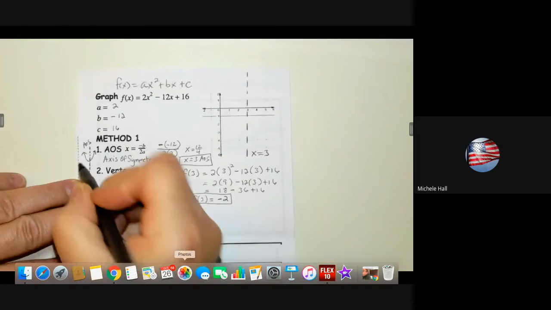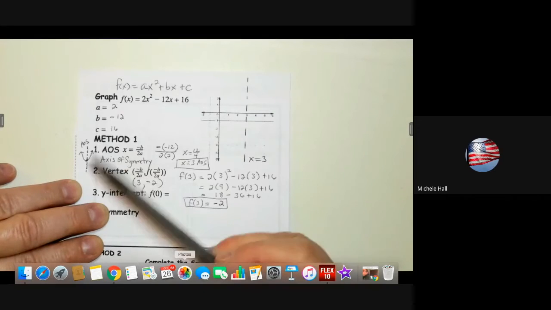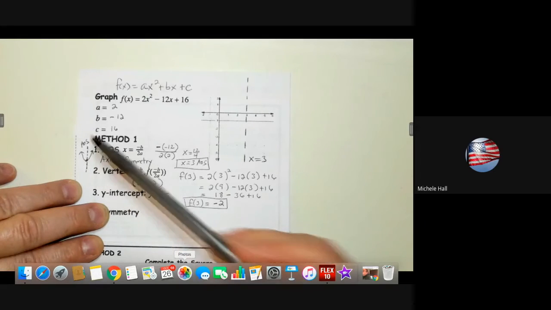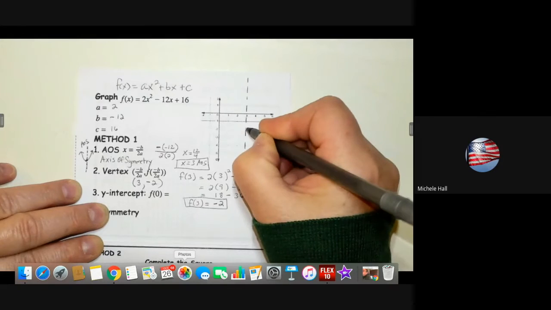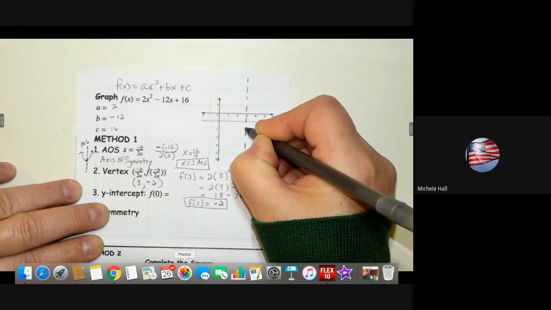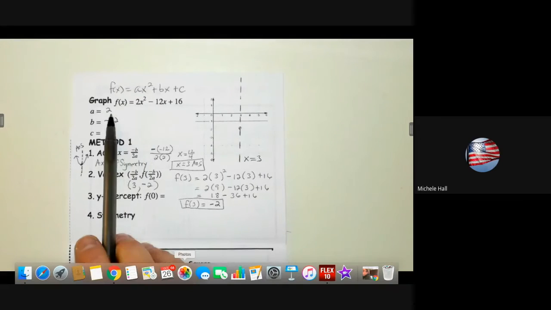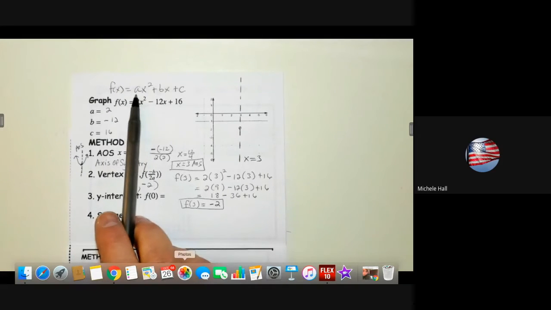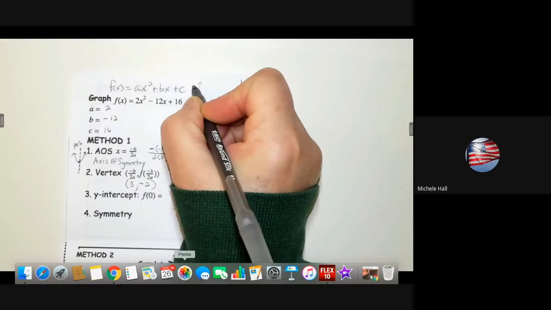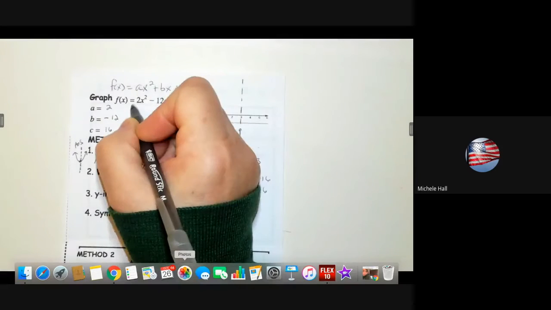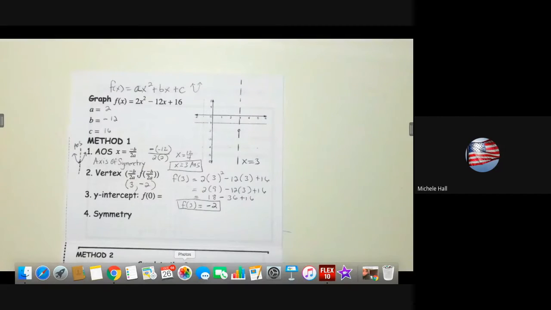The vertex is the lowest point, or it could be the highest point if it's flipped upside down. So 3, negative 2. It makes sense that the vertex would be right on the AOS. That's where it's being cut in half. I can see that A is positive. The leading coefficient is positive, so I know that it will be facing upwards. The leading coefficient tells us which direction it's facing, up or down.